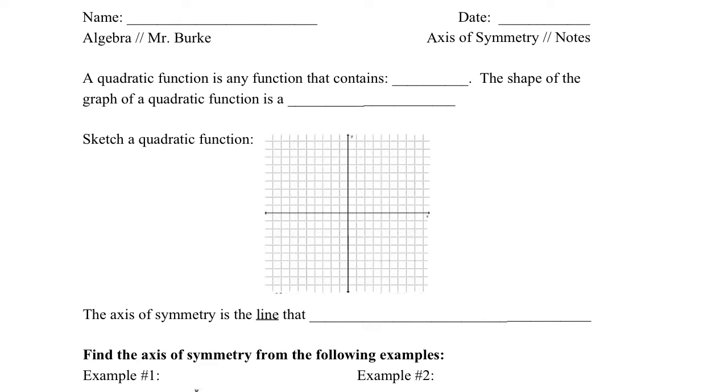So let's talk about what a quadratic function is. You already know this. A quadratic function is any function that contains x squared. Now, when you graph those, they end up looking like that U-shape, which is called a parabola. So if we were to sketch one, essentially a quadratic function looks like this, something along these lines.